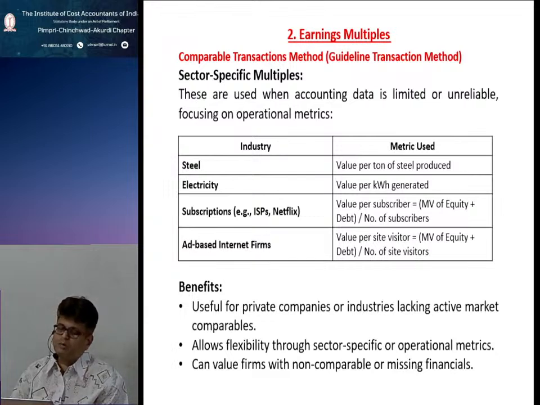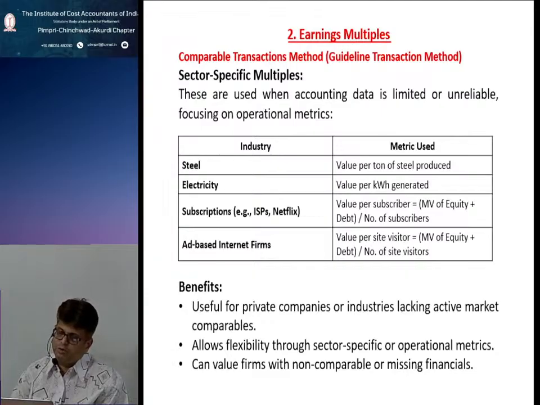Furthermore, sector specific multiples are used. These are used when accounting data is limited or unreliable, focusing on operational metrics. So typically industry wise metrics are used. For an industry like steel, value per ton of steel produced is used. So this is another comparable transaction method, where another multiple would be a sector specific multiple. For the steel industry, the metric that is used is value per ton of steel being produced.